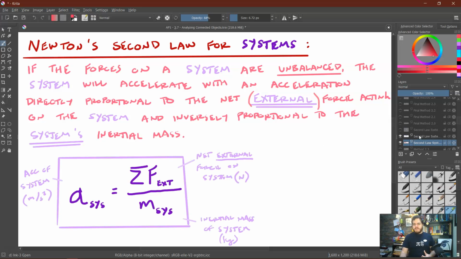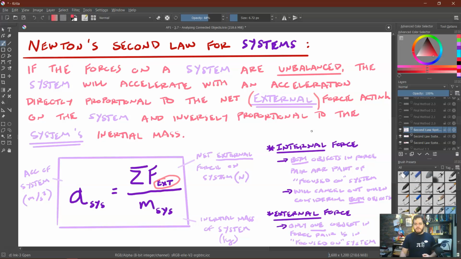So if I want to write this out mathematically, I would say the acceleration of the system in meters per second squared is equal to the net external force in newtons over the mass of the system in kilograms. But what exactly is an external and an internal force? If we have an external, you can probably guess we have internal forces too.